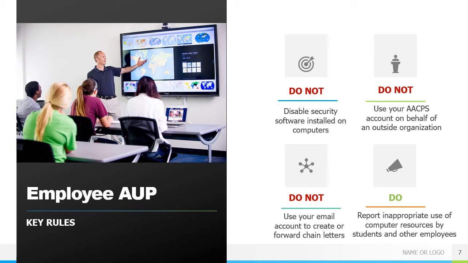Also, do not use your AACPS account on behalf of an outside organization. So you would not use your account to campaign on behalf of someone, let's say someone that's running for office. You cannot do that. It's only within the confines of the school and the school district. That's the only time you can use your AACPS account. Also, do not use your email account to create or forward chain letters. It's very annoying and it's just unnecessary.